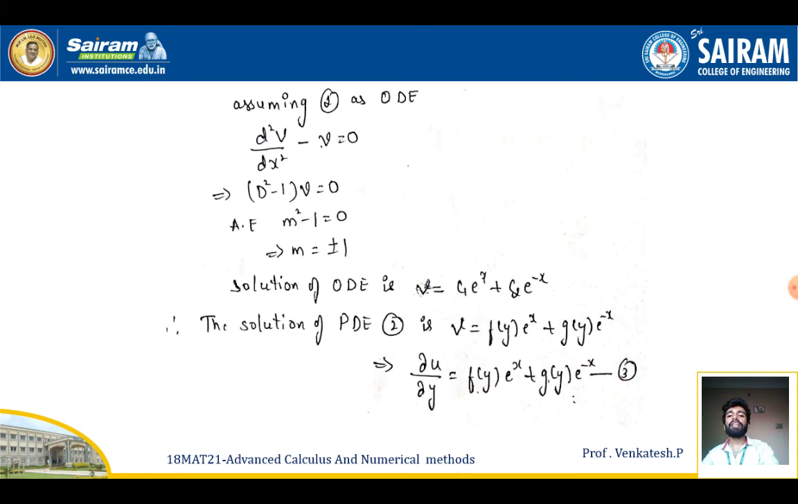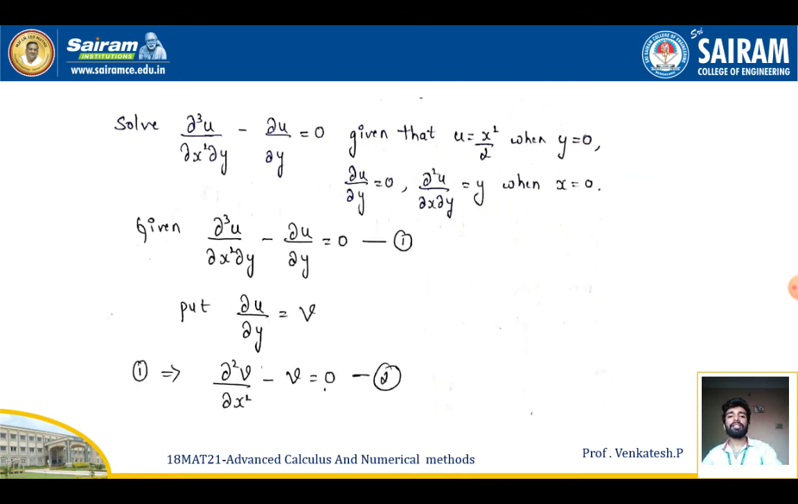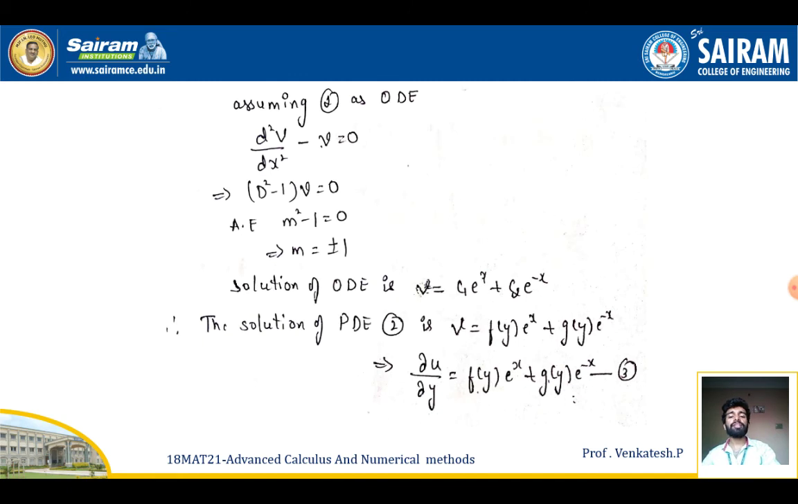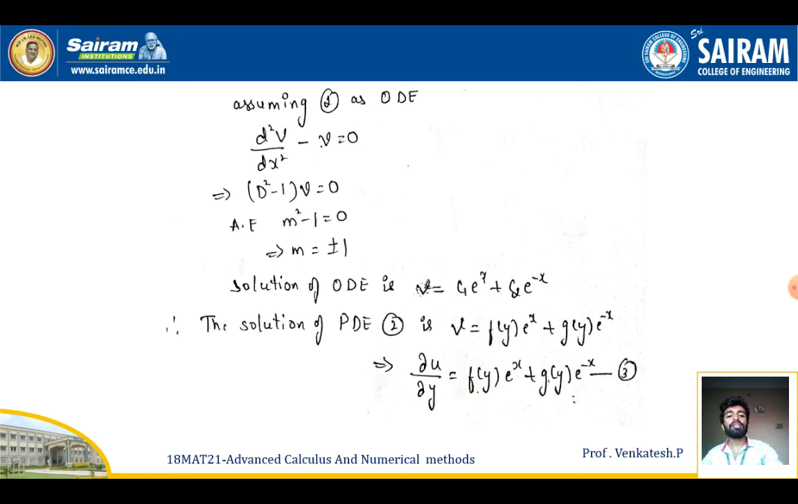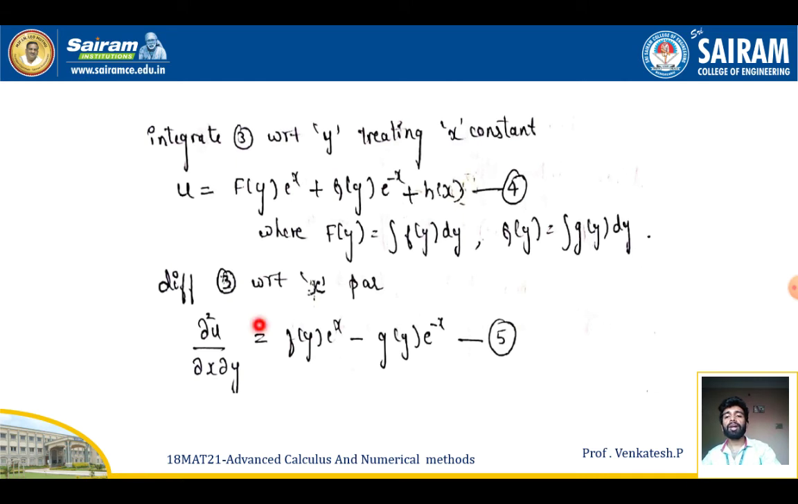And also to satisfy this condition, I'm going to differentiate the ∂u/∂y equation, equation number 3, with respect to x again. So I will get ∂²u/∂x∂y. Differentiating with respect to x, I will get f(y) e^x, keeping f(y) as a constant and differentiating e^x to get e^x only, and g(y) I am keeping as it is. Differentiating e^(−x), I will get minus e^(−x). Call it equation number 5.